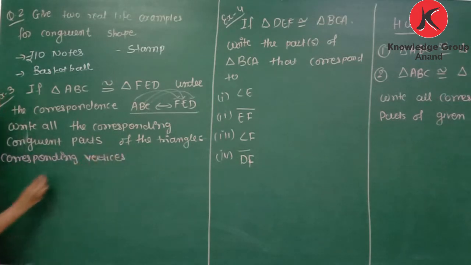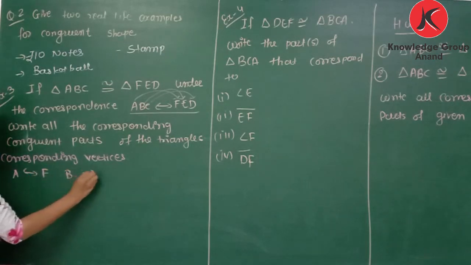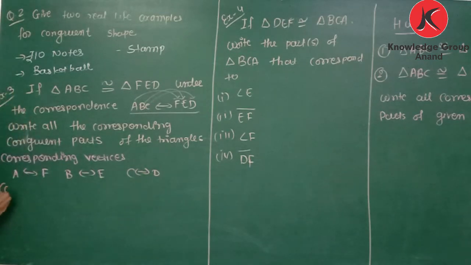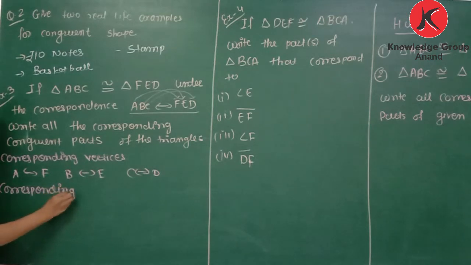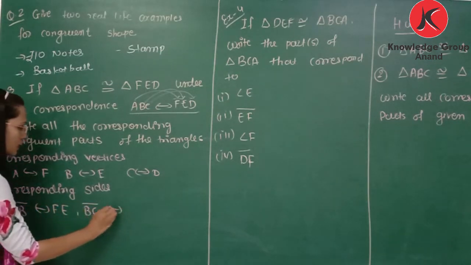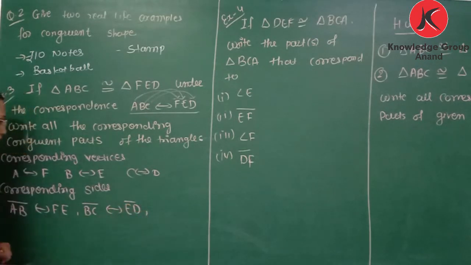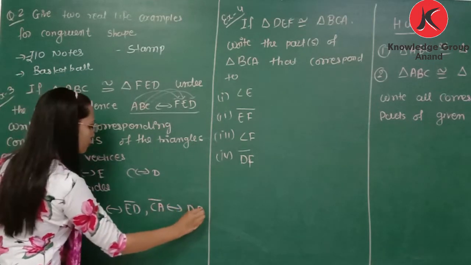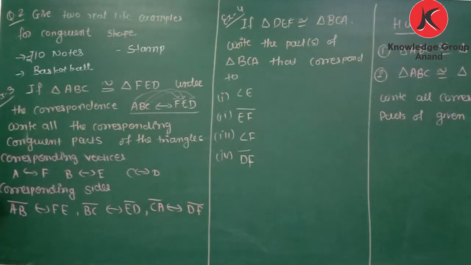So corresponding vertices: A corresponds to F, B corresponds to E, and C corresponds to D. Now corresponding sides. Here AB corresponds to FE, BC corresponds to ED, and CA corresponds to DF. So these are the corresponding sides.